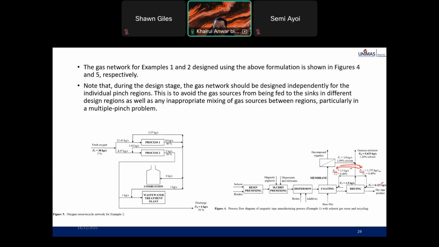Nomenclature. C2 is from table 1. How about figure 5?